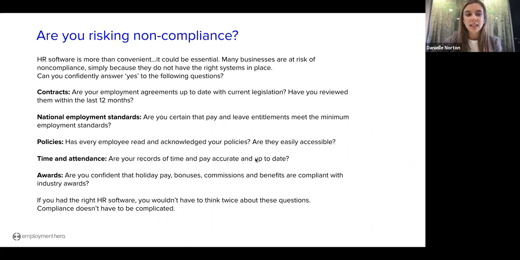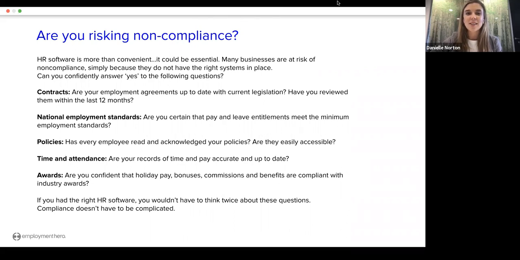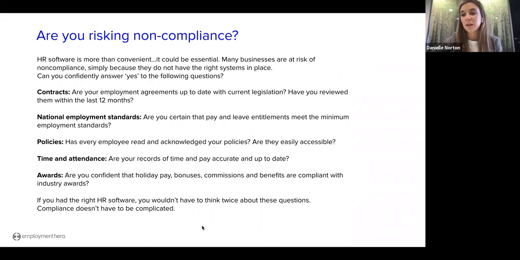And then in terms of your time and attendance and awards, right? In terms of your timesheets, how are you processing those? In terms of the awards, if any, you fall under, are you confident that your pay, bonuses, commissions, and benefits are compliant? And within awards, I know a couple of customers that come to mind keep track of anywhere from 2 to 7 awards at a given time. That means keeping track of their pay slips, all of their timesheet processing, as well as any updates to those awards.